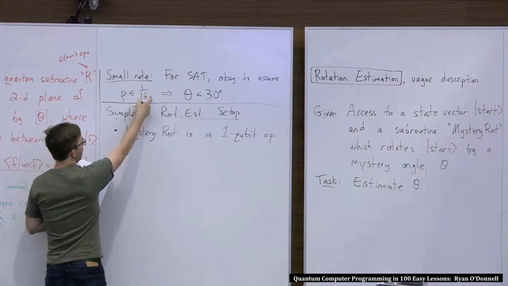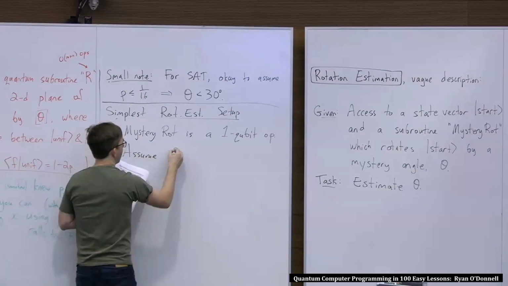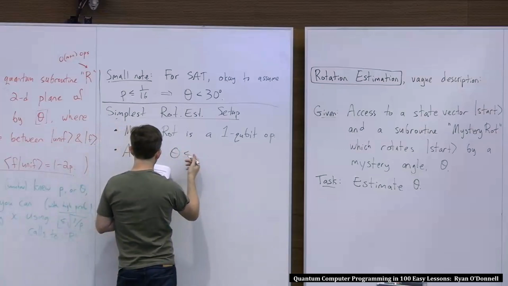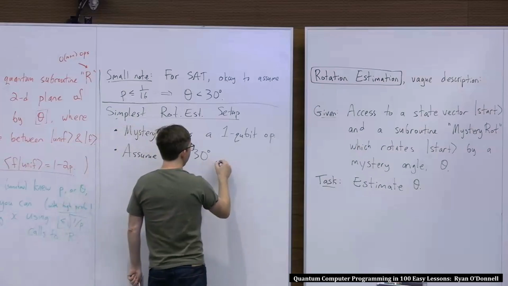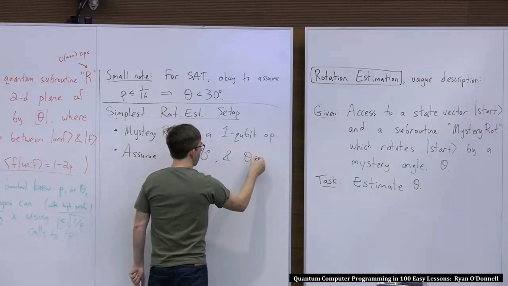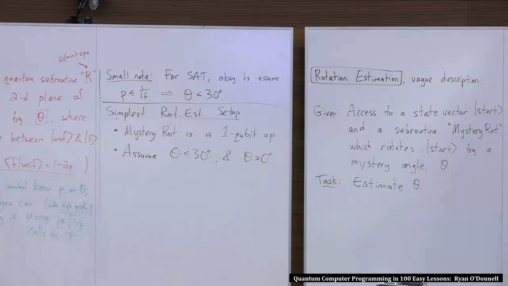And we'll assume that theta is at most 30 degrees, let's say less than 30 degrees. I'm also going to assume theta is bigger than 0 degrees. The case where theta is 0 is a little bit annoying, so eventually I'll remove this assumption, but for now, just assume it's a positive angle.